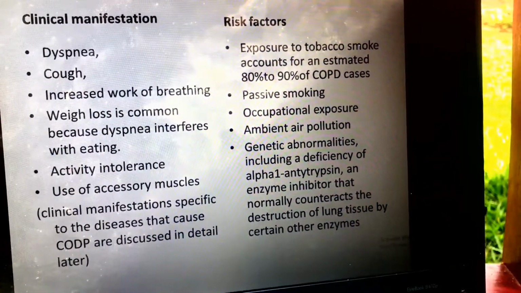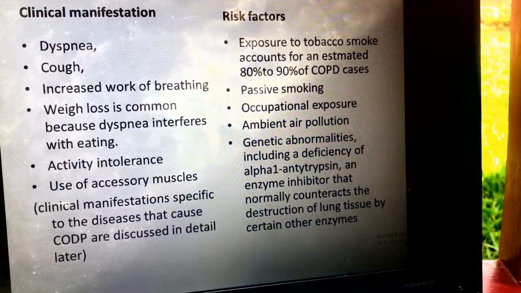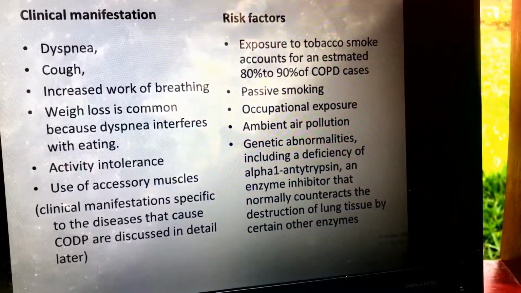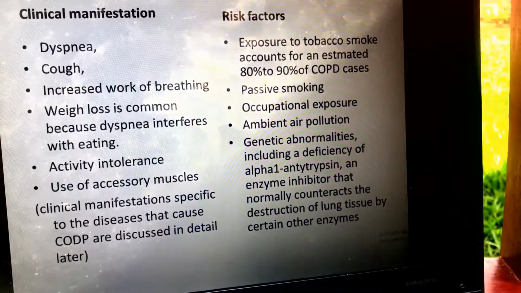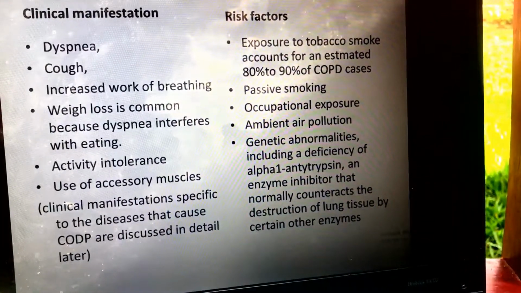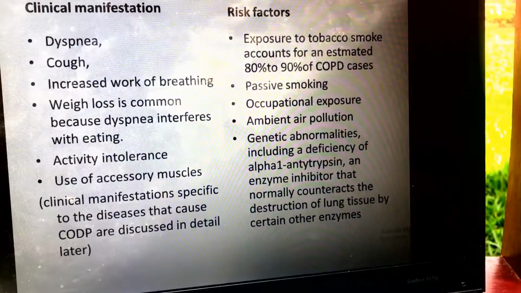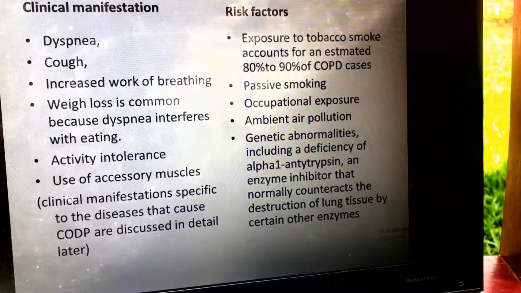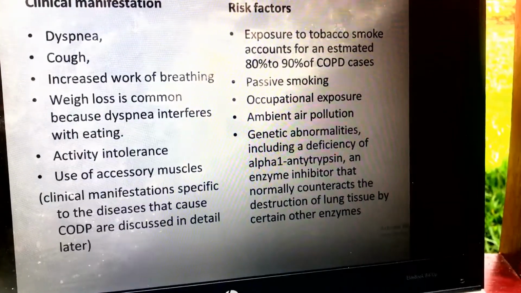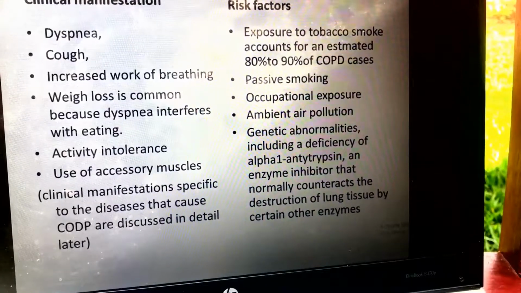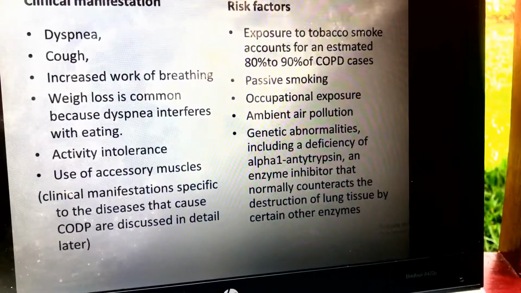If you don't smoke but you live together with anyone who smokes, this is passive smoking. Occupational exposure also can be a risk factor. Ambient air pollution, genetic abnormalities, including a deficiency of alpha-1 antitrypsin, an enzyme inhibitor that normally counteracts the destruction of lung tissue by certain other enzymes. When genetically you have abnormal or a deficiency of this enzyme, alpha-1 antitrypsin enzyme, you can also develop COPD.